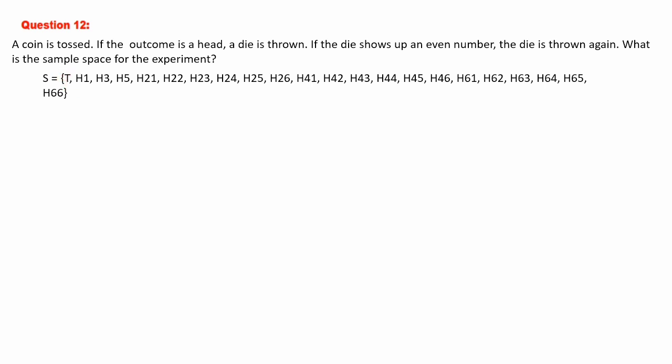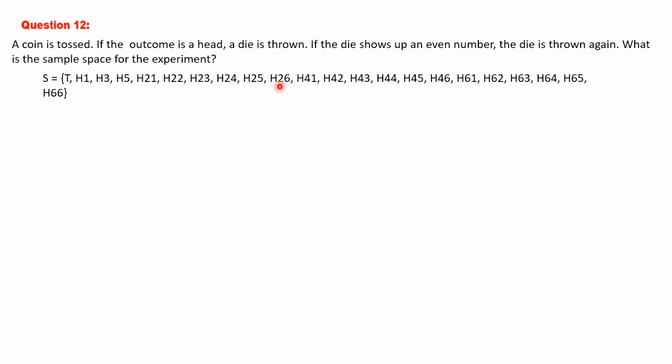Then if you get a head, you will go for rolling the dice, and when you are rolling the die, if you get even number, you will continue. If you get an odd number, you will stop. So first of all, we will write the odd numbers H1, H3, H5. Next, even numbers 2, 4, 6 are there. If you get 2, again you will roll the die. The possibilities are H21, H22, H23, H24, H25, H26.